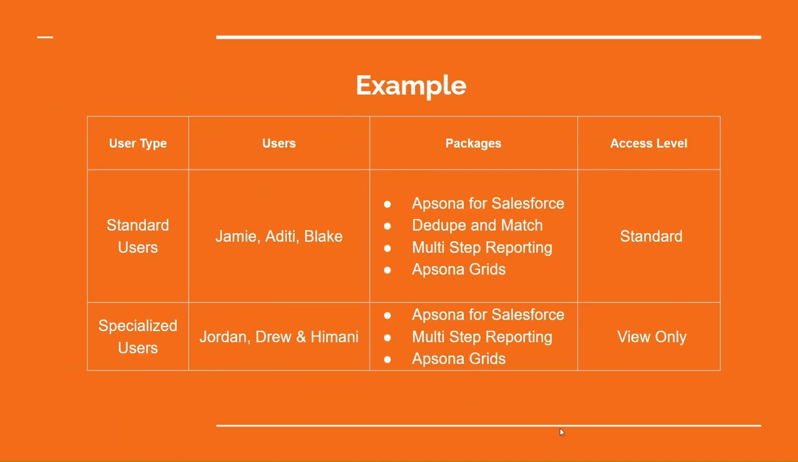Now that we've recognized the standard and specialized users, let's go about assigning licenses to these users. I have three standard users, Jamie, Aditi, and Blake, who will be requiring the packages Apsona for Salesforce, dedupe and match, multi-step reporting, and Apsona grids. I'll be setting their access level to standard. The next type of users are specialized users, Jordan, Drew, and Himani, who will be needing the packages Apsona for Salesforce, multi-step reporting, and Apsona grids, where we'll be restricting their access level to view only. Let's go about assigning the standard users first.